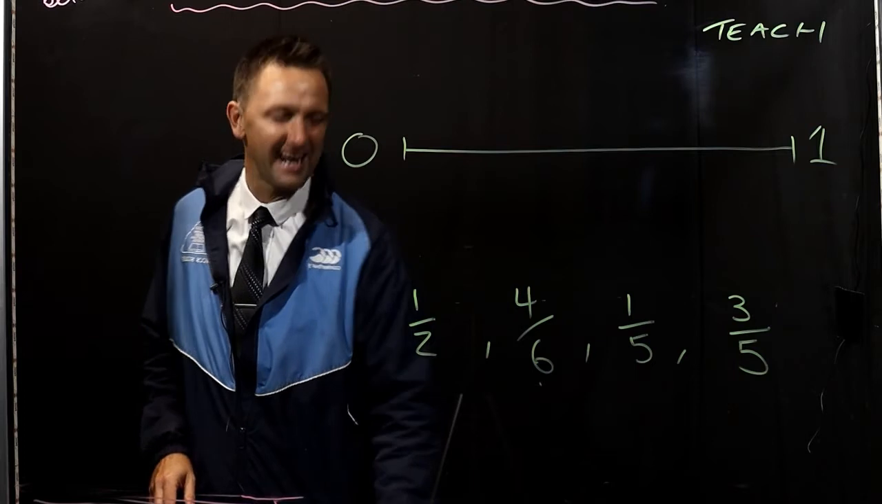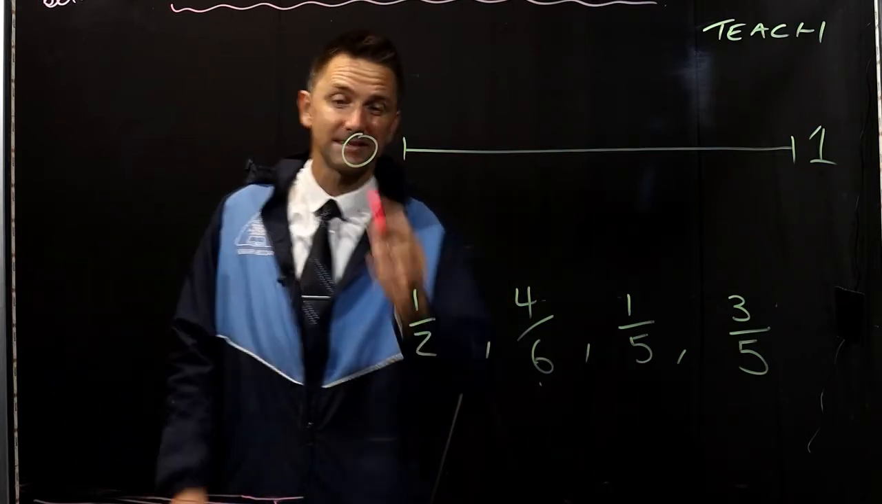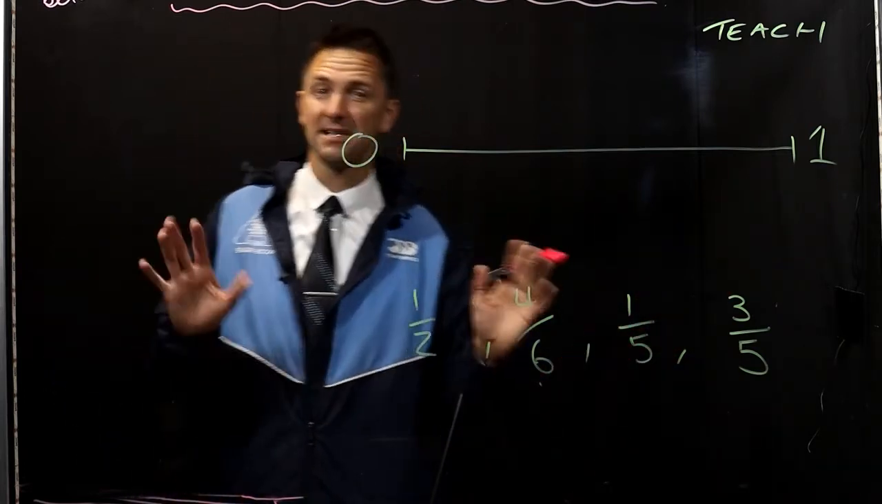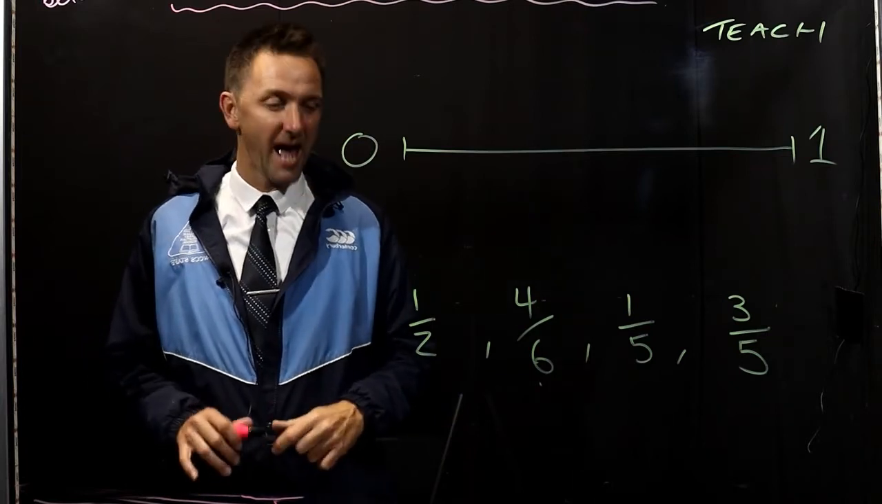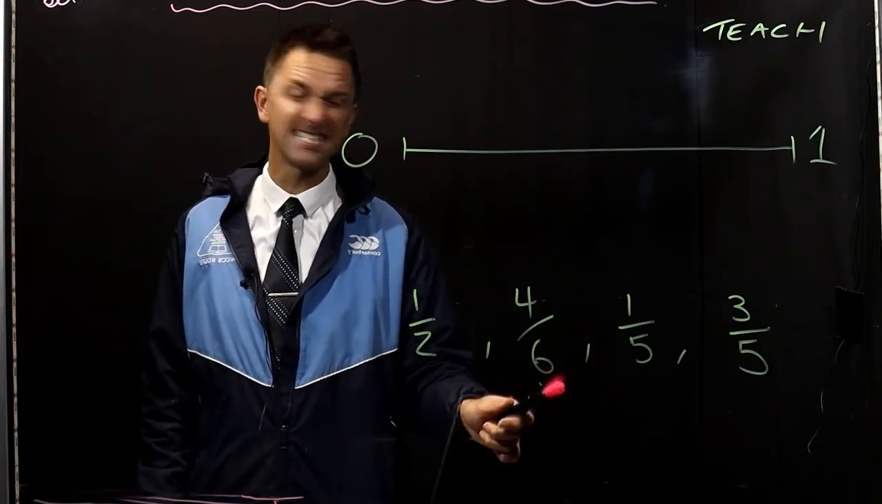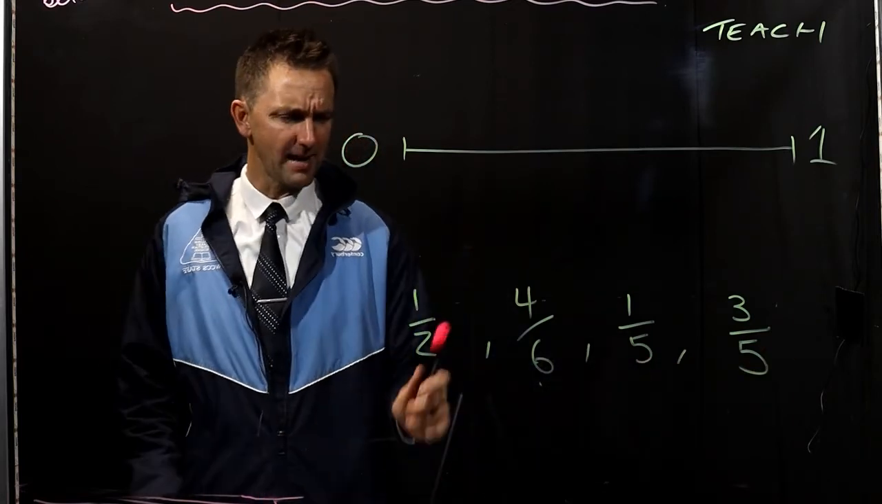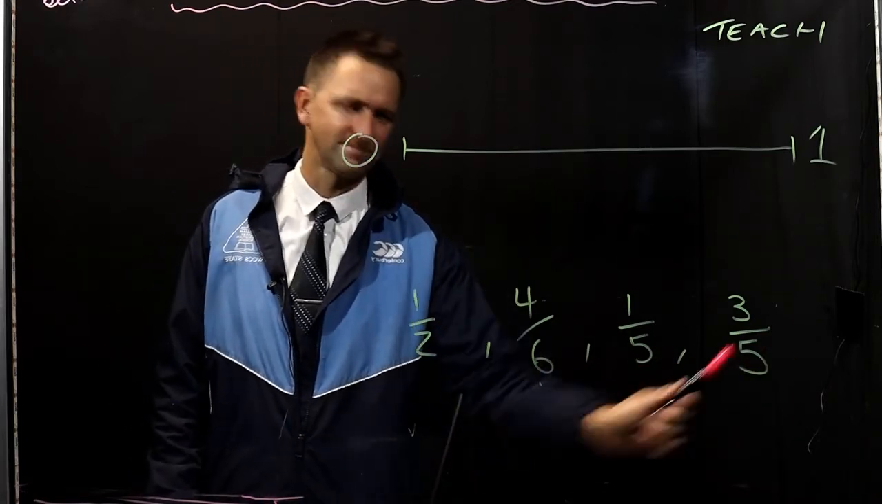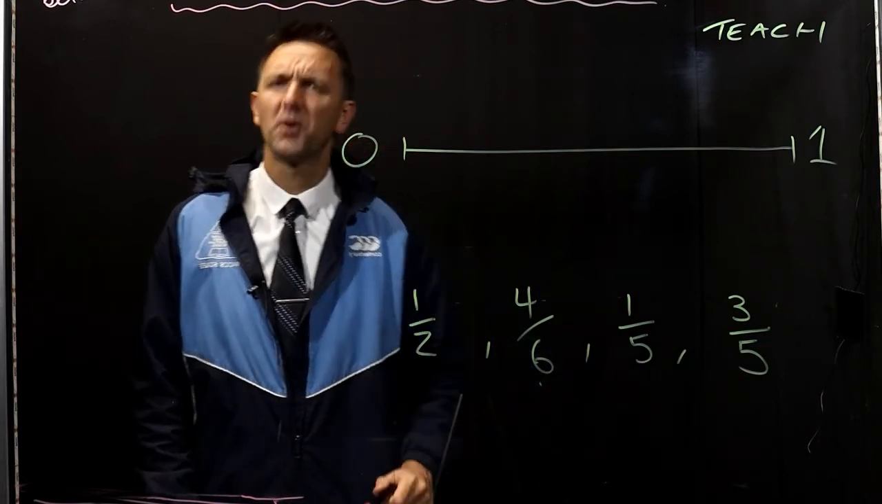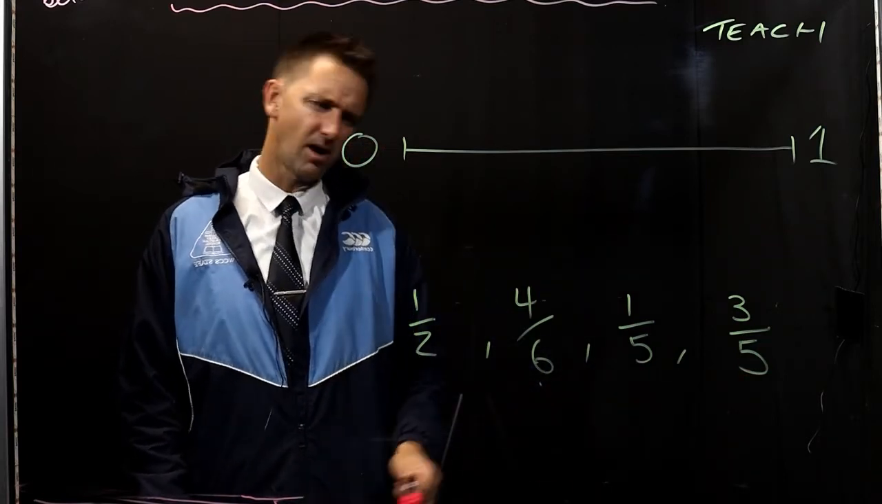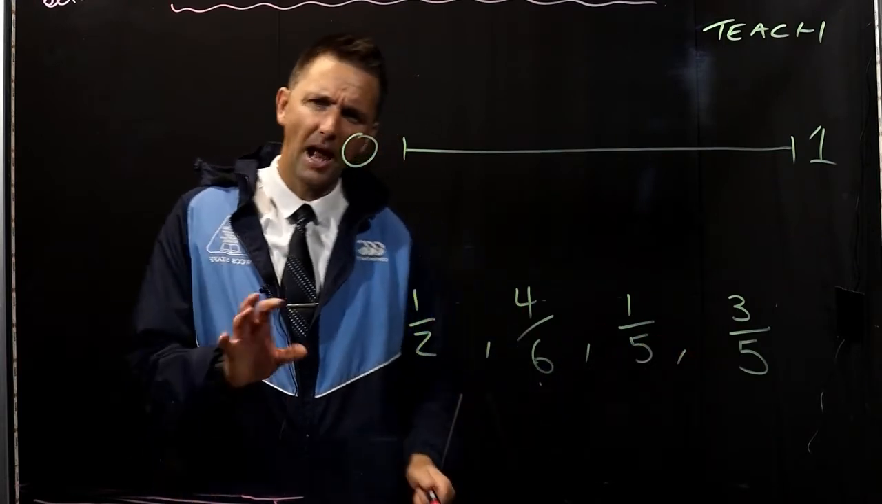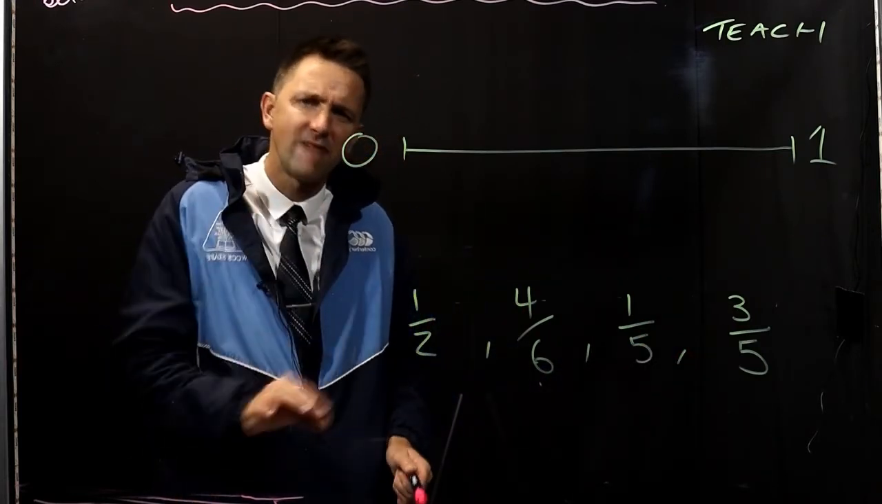Okay, and here we are, guys. We've got our number line, we've got 0 and we've got 1, and today's number lines are going to focus on 0 and 1. And we've got 1/2, we've got 4/6, we've got 1/5, we've got 3/5. And you can see the denominators, well, apart from these guys, are not the same. So it's not about just going, oh, look, let's just pop them in order. You've got to work out their relative value.